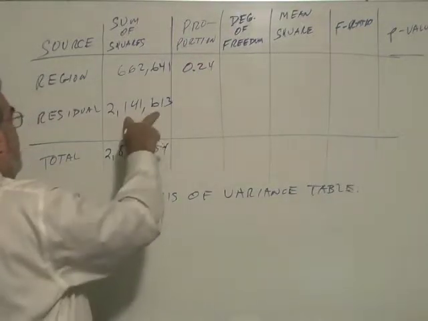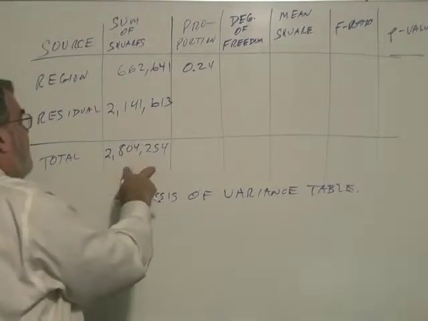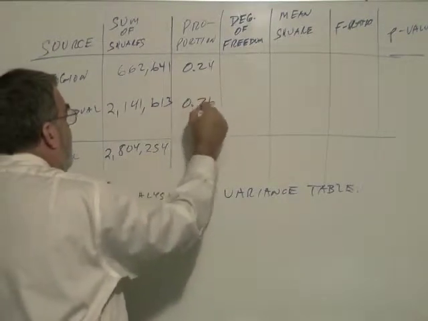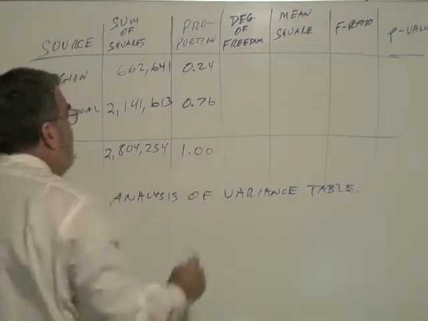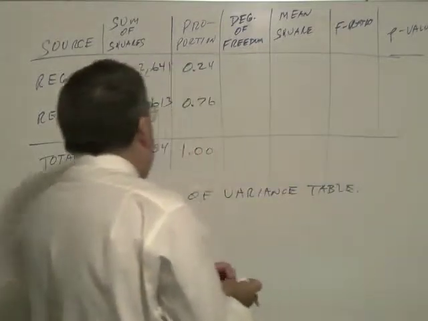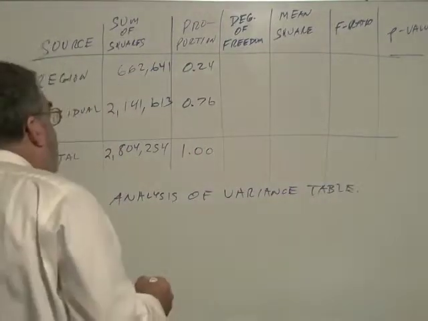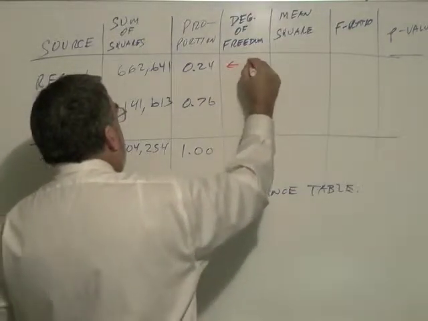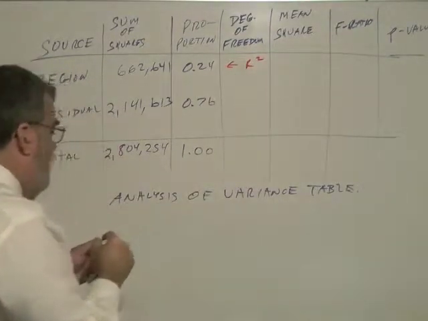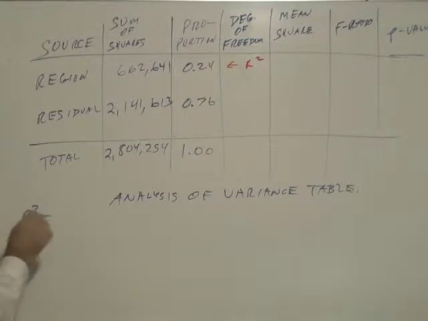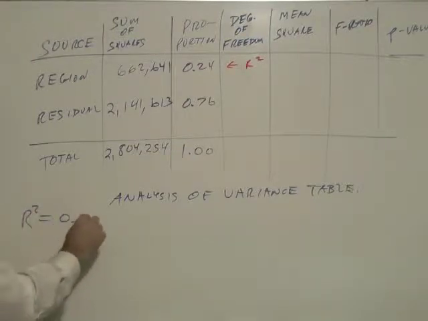And then if we take the residual sum of squares divided by the total, this number divided by that number should be the complement. Should be 0.76, because these two will add up to 1 every time. And so that's what they got. Now, this number right here, 0.24, is the r squared number. So we'll talk about that a little more in a few minutes here. But let me write that down. R squared, capital R squared, is 0.24.